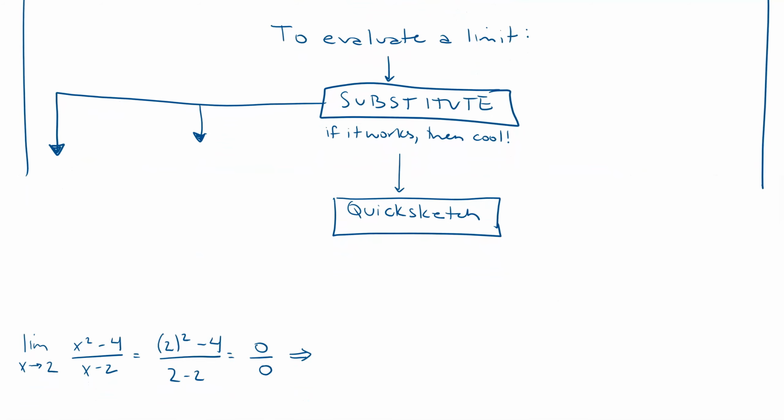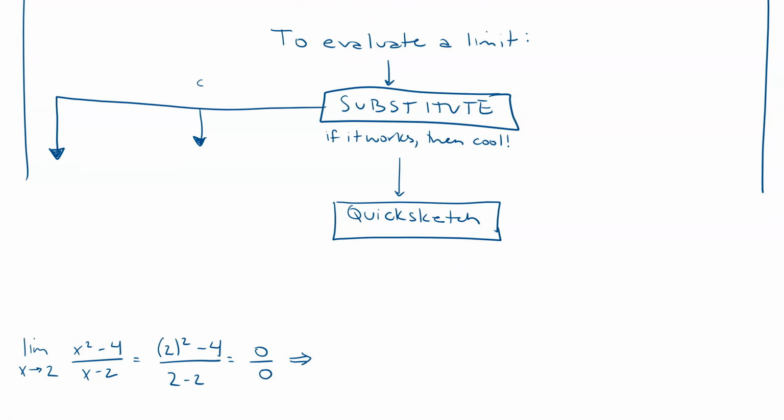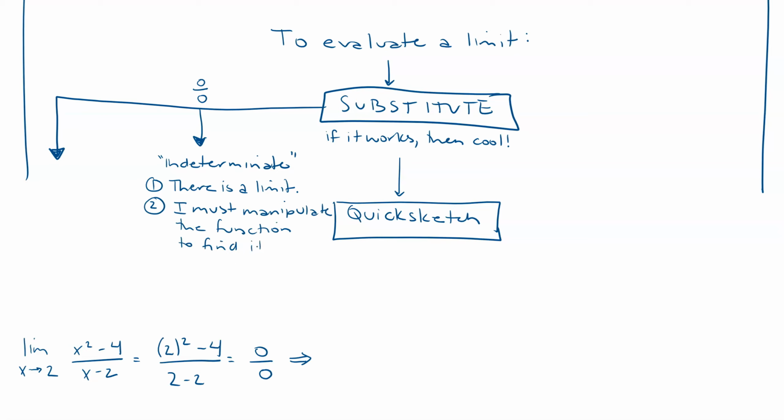So switch back to your limit chart. At this halfway point, we're going to write 0 over 0. It's called an indeterminate limit. And an indeterminate limit means 3 things. Number 1, it means there is a limit. But I must manipulate the function to find it. Manipulate meaning change it around, fix it up. And third, it means there is a removable discontinuity on the function.